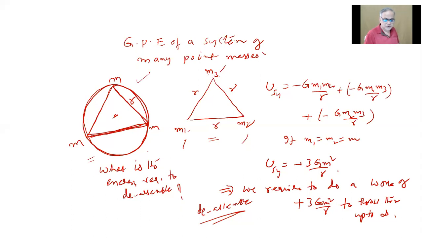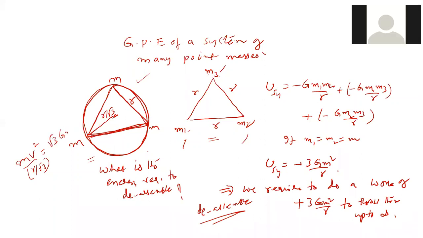So here you require less energy. You can see it if you want. You get the velocity of each particle. If this is R, this will be how much, children? Root 3. R by root 3. So m v square by R equals what is the force on each one particle due to the other two? Root 3 G M square by R square, isn't it?